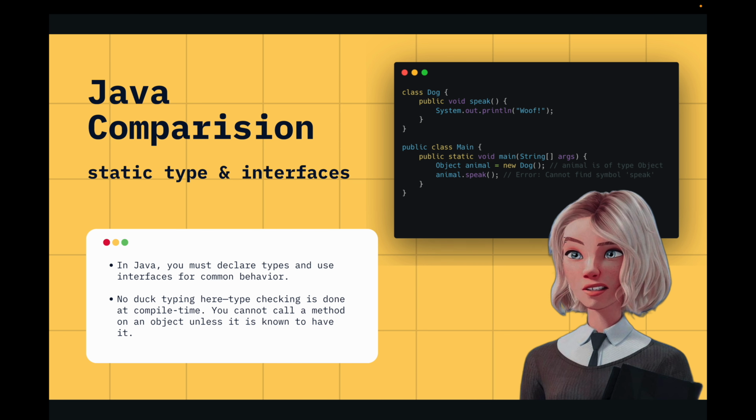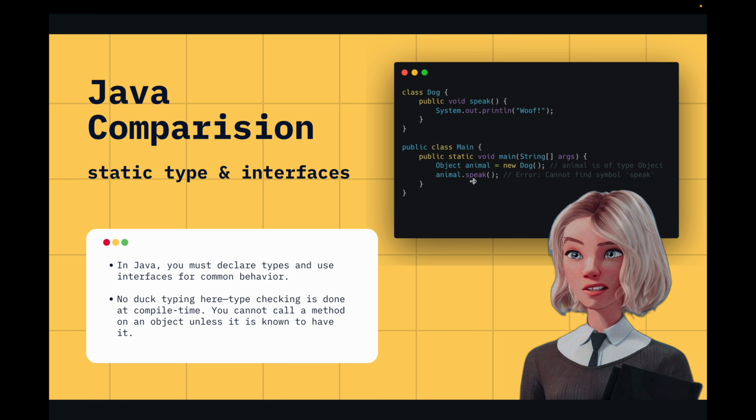So now let's try something similar in a language like Java. Here we create a dog class with a speak method. But if we declare our animal as type Object, Java does not know that it has a speak method, because we have defined the animal variable as an Object, not as a Dog, but rather just a simple Object. So here Java does not know if this object has a speak method or not. So this will throw an error.